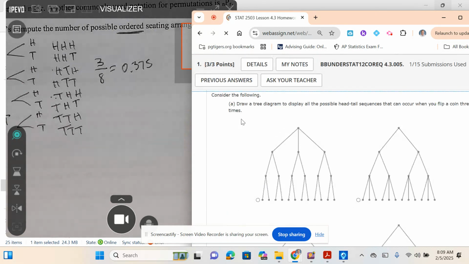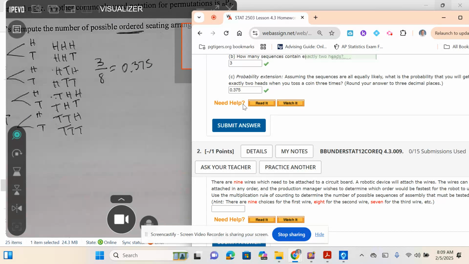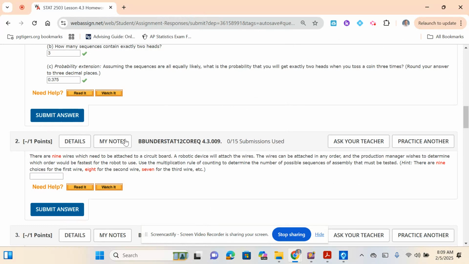Now comes the little bit stressful part. We've got to figure out what counting principle we're going to use here. There are 9 wires which need to be attached to the circuit board. A robot device will attach the wires. The wires can be attached in any order, and the production manager wishes to determine which order will be the fastest for the robot to use. Using the multiplication rule of counting, determine the number of possible sequences that must be tested.